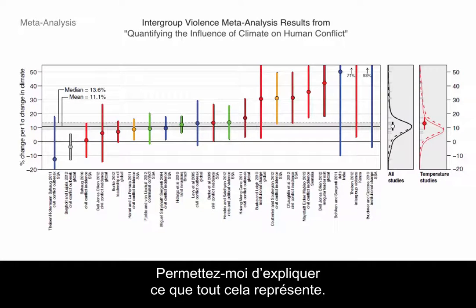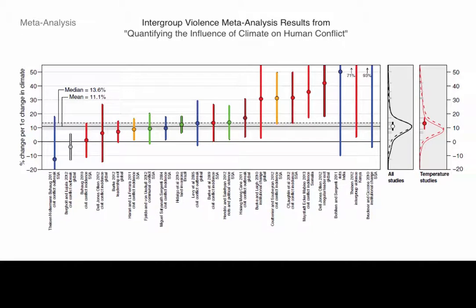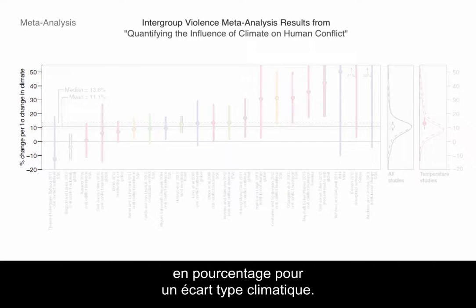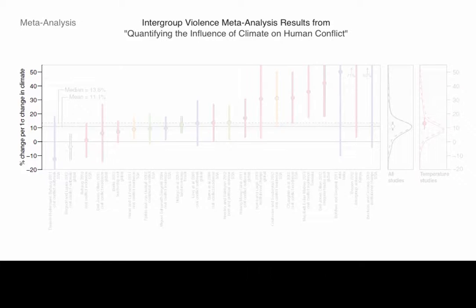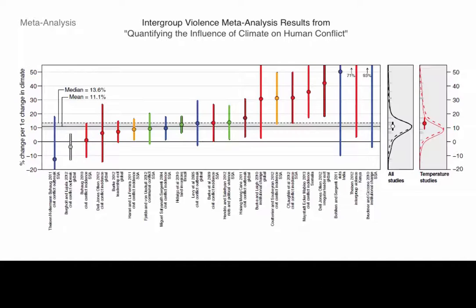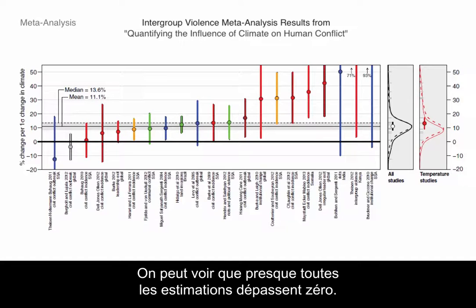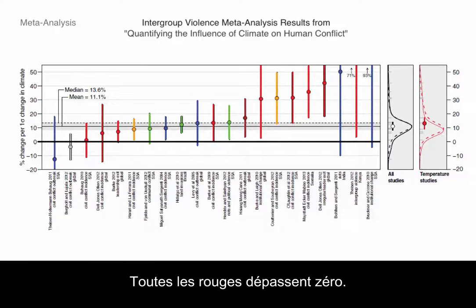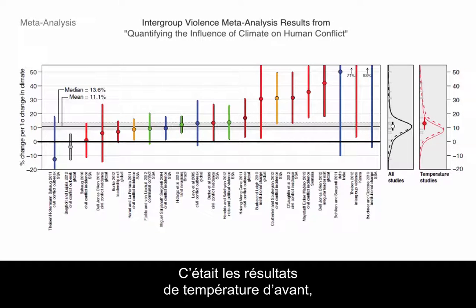And so let me just explain what's going on. Each of these is the estimate from a different study. The y-axis is the change in percent per 1 standard deviation change in climate. So this is our normalized effect. We have the 0 line here. You can see almost all of these estimates are above 0. All the red ones are above 0. That was the temperature result from before.